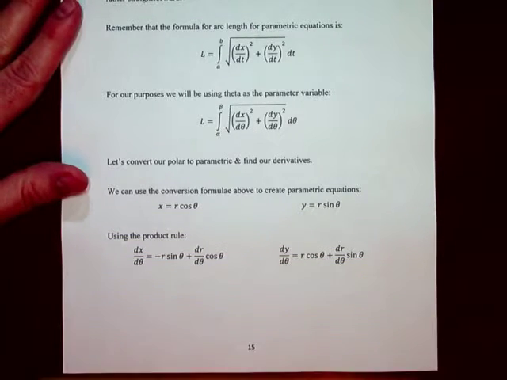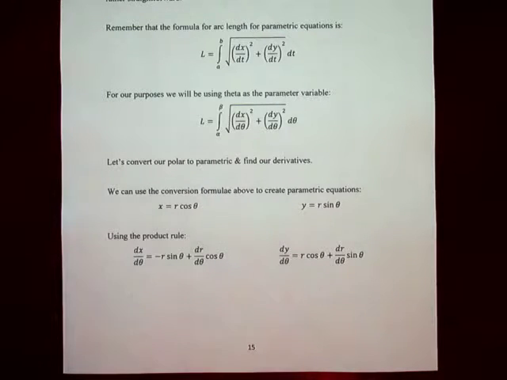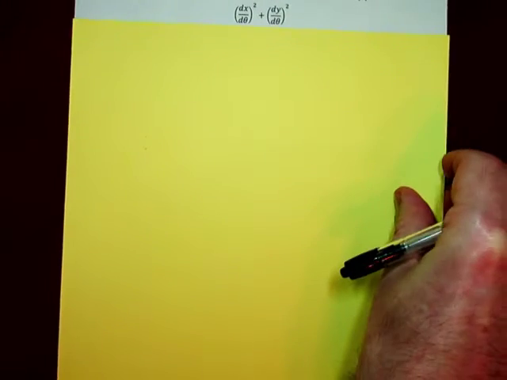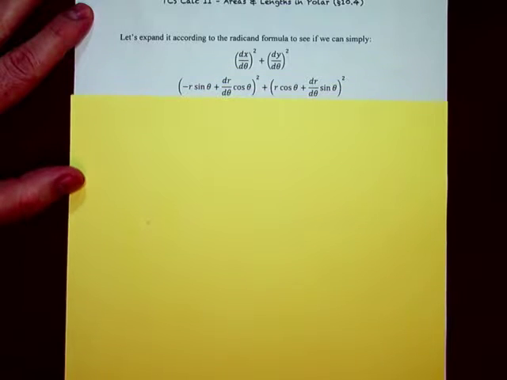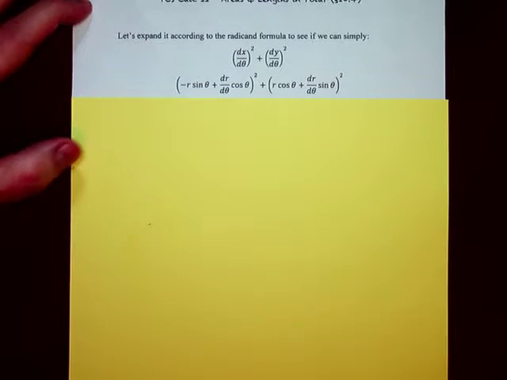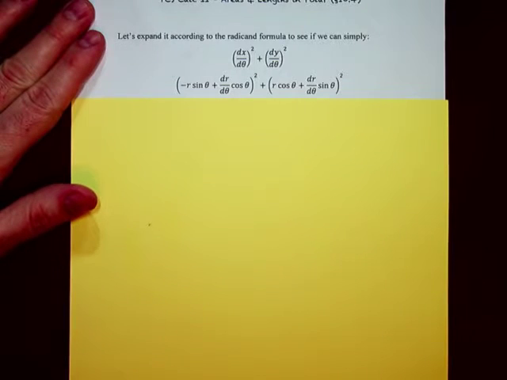Take a second, take a look at it. Okay. Now, let's go ahead and, without the radical, let's actually try and change the form of the radicand. So let's actually start with dx d theta squared and dy d theta squared. Now, if I start there and I plug in those derivatives that I just figured out by using the product rule on x is equal to r cosine theta and y is equal to r sine theta, I'm just going to substitute those in for dx d theta and dy d theta, and then I'm going to square them.